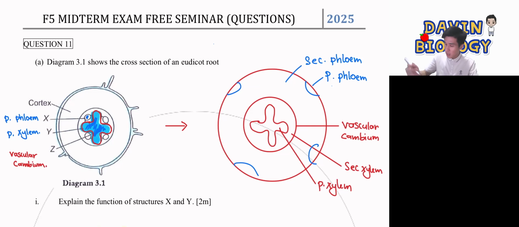So again, here's your vascular cambium, secondary phloem, primary phloem. You can see primary always further away from the ring, secondary always closer.